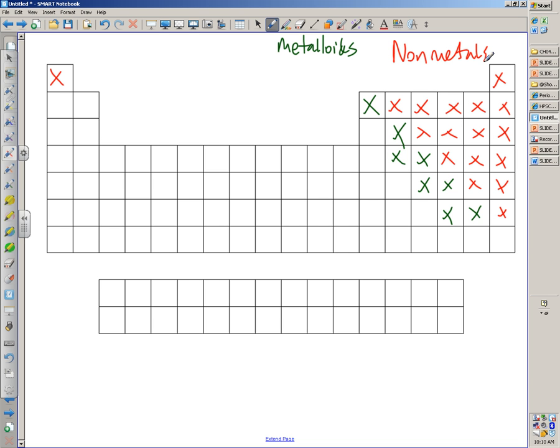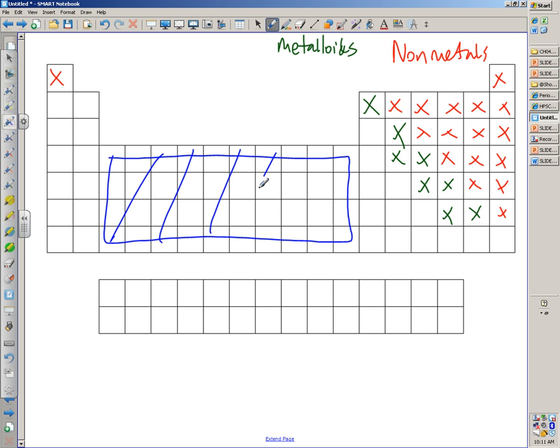All right, so that leaves us with a bunch of other stuff, right? We'll find that everything that I haven't marked yet is going to be a metal. But there are certain sections that we label a little bit differently. Specifically, this section right through here, this quote-unquote short part of the periodic table.